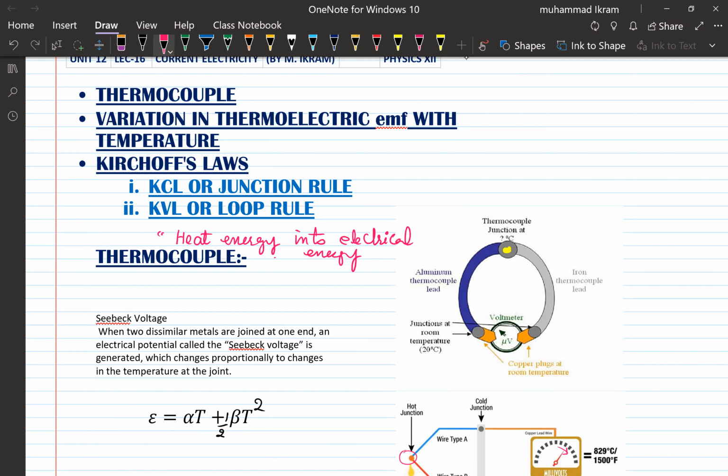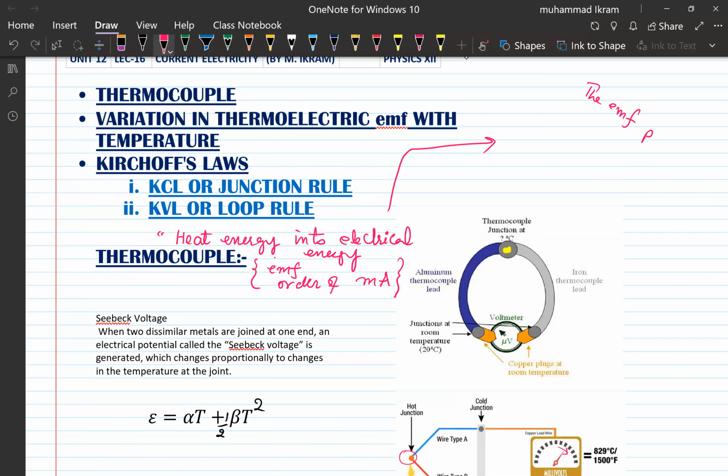One important point I want to share with you right in the beginning, so I do not forget it later: remember that the EMF produced by the thermocouple is of the order of milliamperes, within the milliampere range. So this means that the EMF produced here is small, then why are we after the thermocouple?